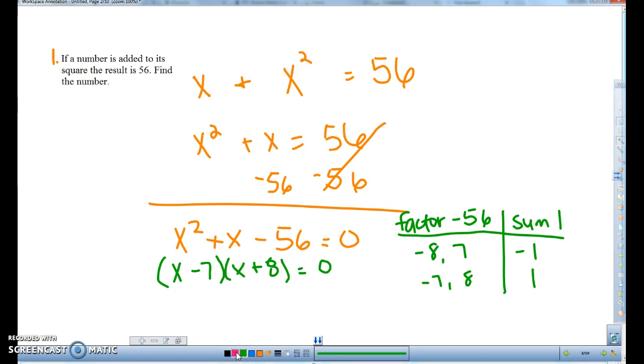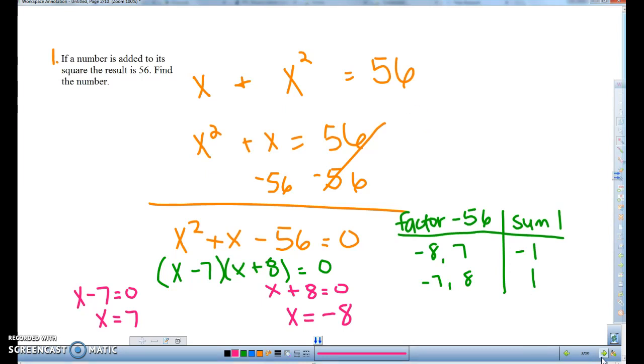0 property says I set each one of those things equal to 0. So x minus 7 equals 0, and x plus 8 equals 0. And then I solve. Over here, if I add 7 to both sides, I'll get x equals 7. Over here, if I subtract 8 from both sides, I get x equals negative 8. The 0 property part should not be new. In fact, most of this isn't. It's just reading the word problem, translating it into an expression that you can then manipulate and solve.